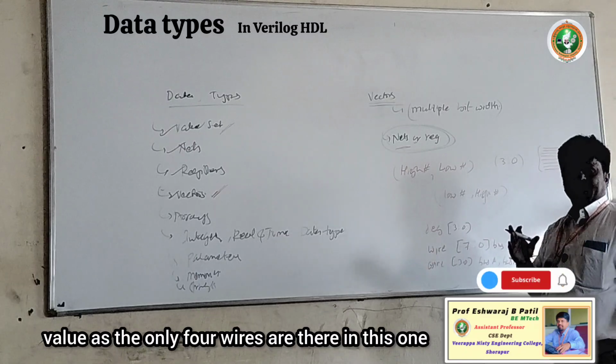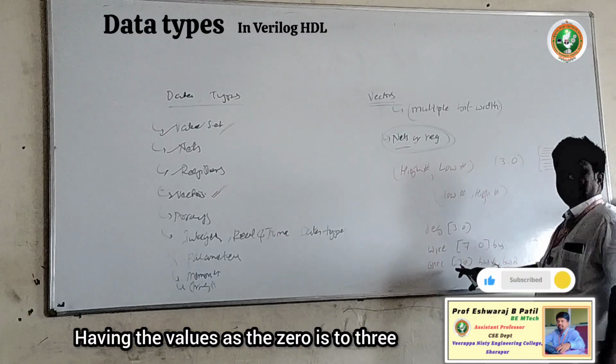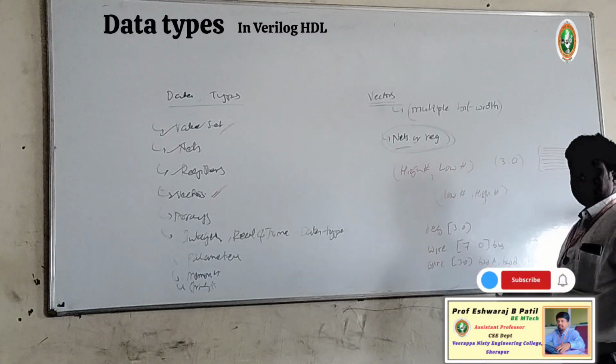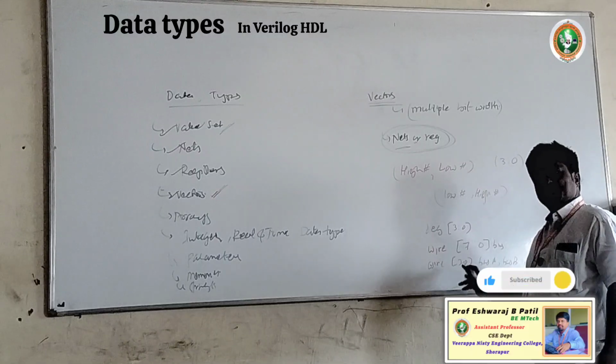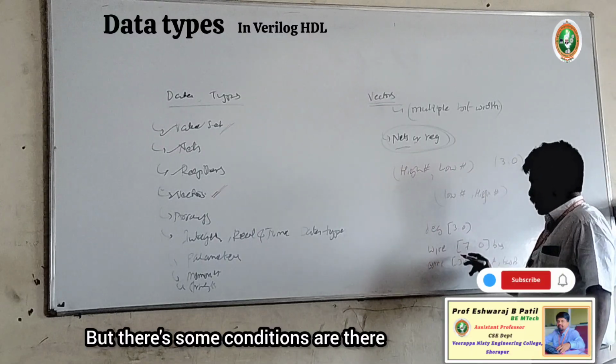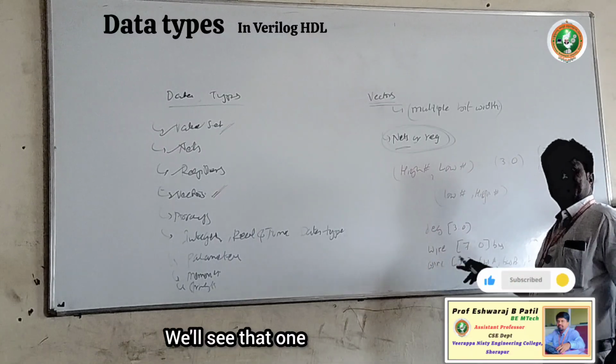only 4 wires in this one, having the values 0:3 or 3:0. 3:0 can come. But there are some conditions. We'll see when and how to write it.